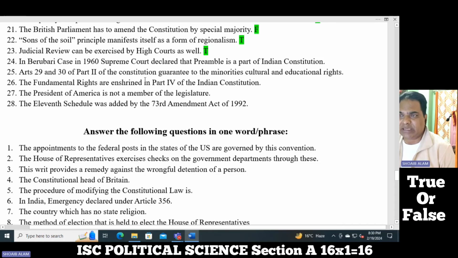Number 24. In Berubari case in 1960, Supreme Court declared that preamble is a part of the Indian Constitution. False.